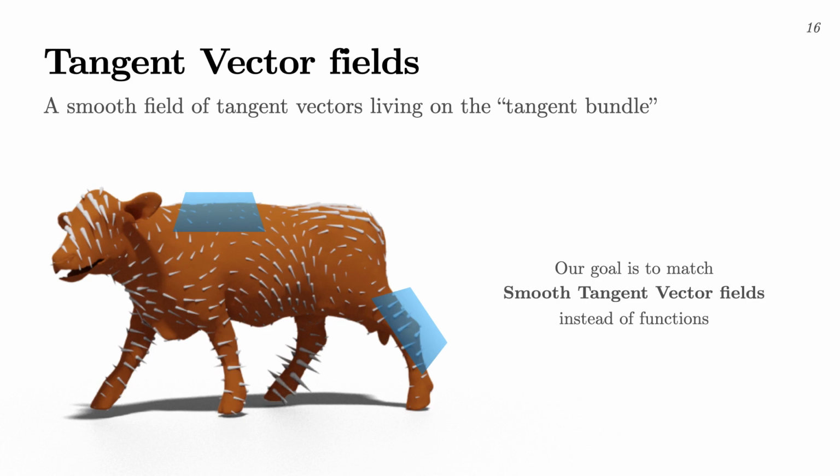Now, what lives on tangent bundles? Tangent vector fields, right? Tangent vector fields are simply one tangent vector per point, and we want it to be smooth. That's basically the definition. The idea is now to match not functions. Remember that in functional maps, we didn't want to match points, but functions, but now we don't want to match functions, but an even more complex object, which is tangent vector fields, because they carry orientation information.